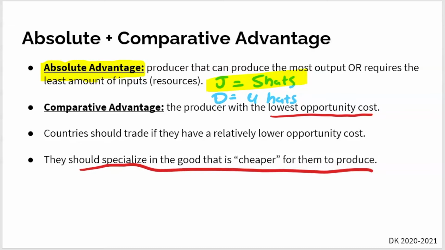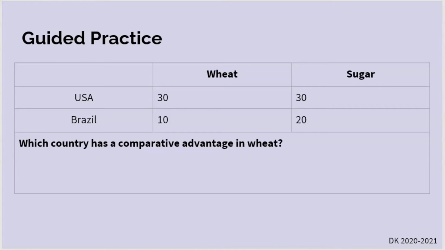So let's actually put this into practice to sort of clear up any confusion. So here, right, we have the USA and we have Brazil, and they can produce either wheat or sugar. So the US can produce 30 pounds, or whatever we want to call it, of wheat, or 30 pounds of sugar. Brazil can produce 10 pounds of wheat and 20 pounds of sugar, right? So here, if the question's asking which country has the comparative advantage in wheat, well, here we first have to calculate our per unit opportunity cost to figure out who has the comparative advantage.